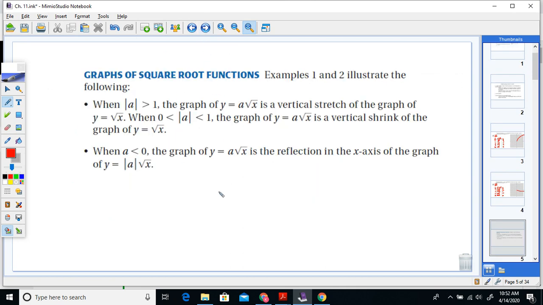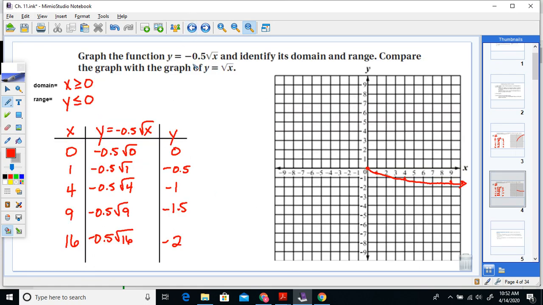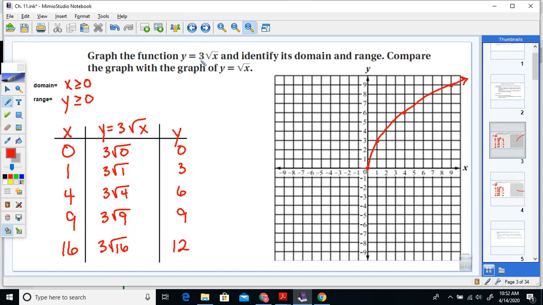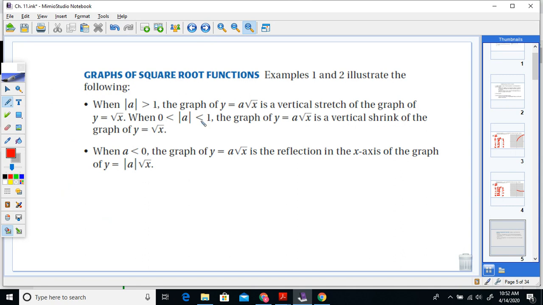And that brings us to comparing these things. So much like we've done with quadratics and exponentials, we're looking to see what's the difference between our function and the parent function. So if you look back at ours, the only difference here is the negative 1/2. The only difference in this one is this 3. So those are the variable a. When the absolute value of a is bigger than 1, it's a vertical stretch. When it's between 0 and 1, it's a vertical shrink. And we know that when a is less than 0, it's a reflection.